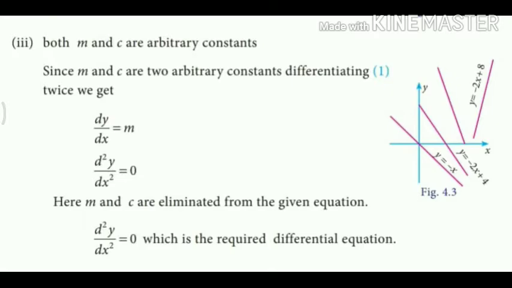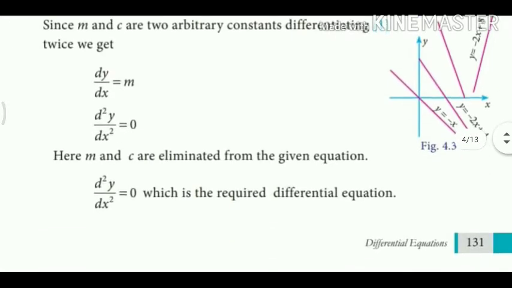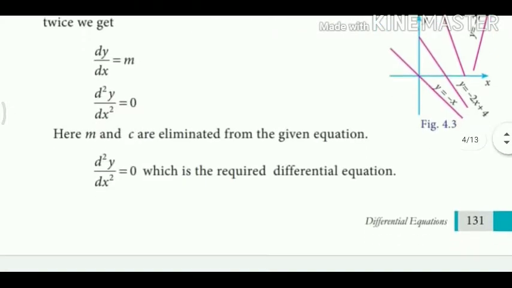In order to eliminate m also, I am differentiating again. Second differentiation, it is d square y by dx square. If you differentiate dy by dx, you get d square y by dx square equal to 0, because m is a constant. Here m and c are eliminated from the given equation. So our answer becomes d square y by dx square equal to 0, which is the required differential equation.